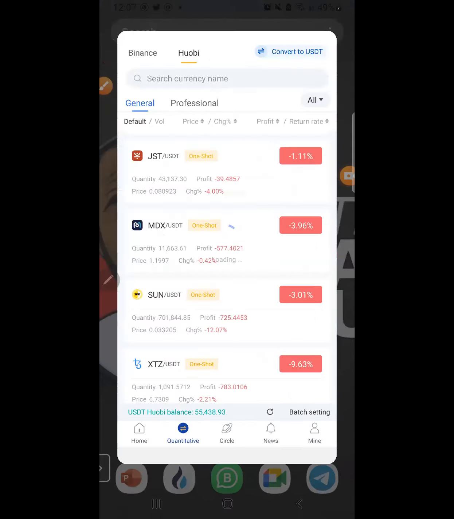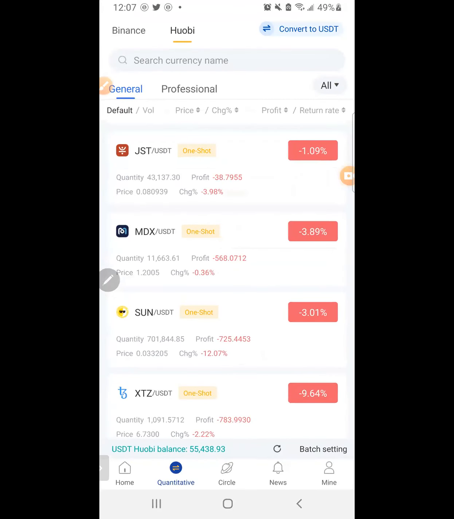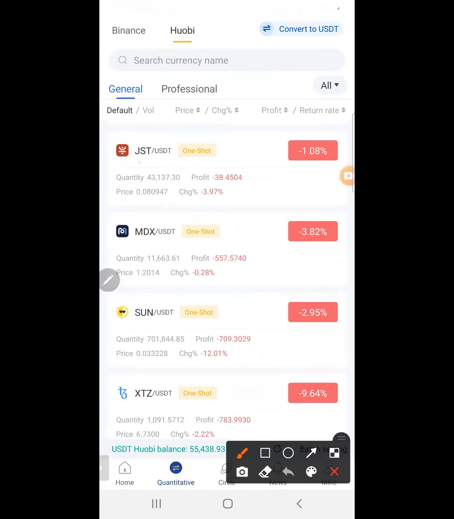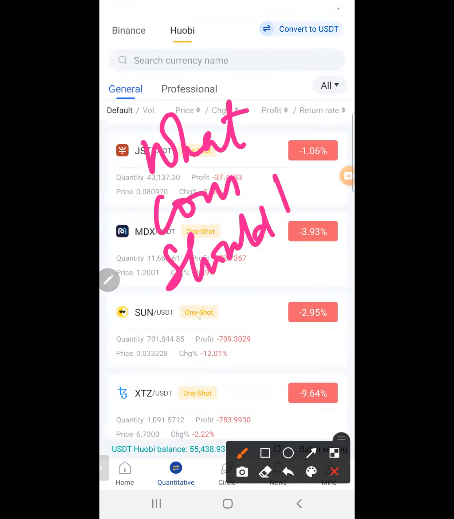So if you have this account, look, you don't need to disturb yourself. Many of you, what you do is, and I'm mentioning the mistakes so that you can know why you're not making it, you ask questions. You say, hey, what coin should I trade? What coin should I trade? No, it doesn't work that way. It doesn't work that way.